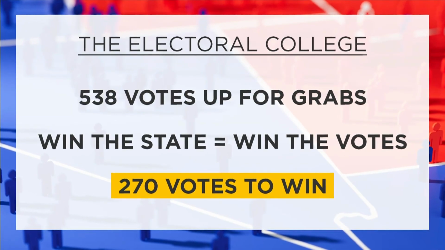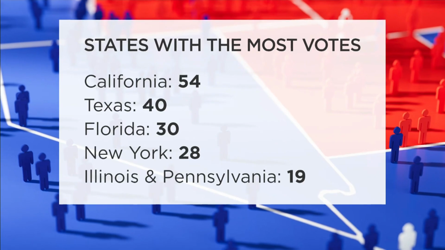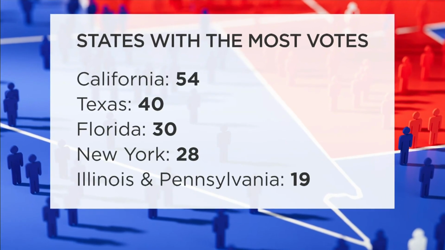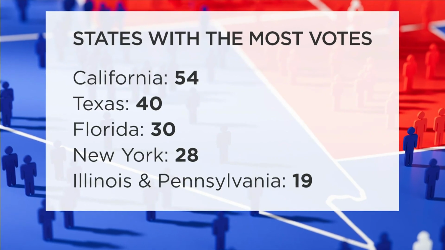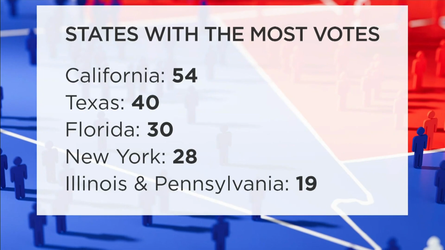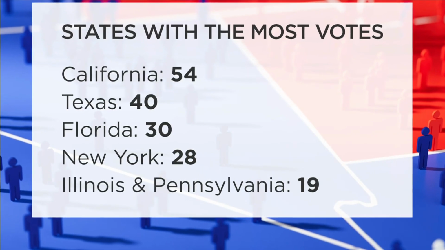That's the magic number. The states with the highest populations have the most Electoral College votes. They are California, Texas, Florida, New York, Illinois, and Pennsylvania. Washington, D.C. has a special privilege of 3 extra votes. So whoever wins the states with the most Electoral College votes wins the White House.